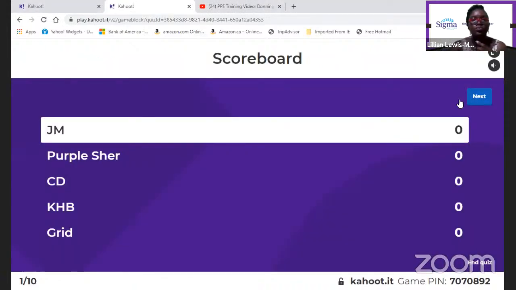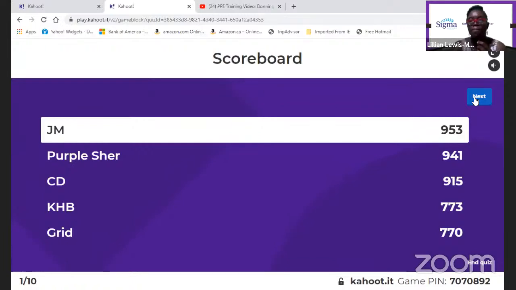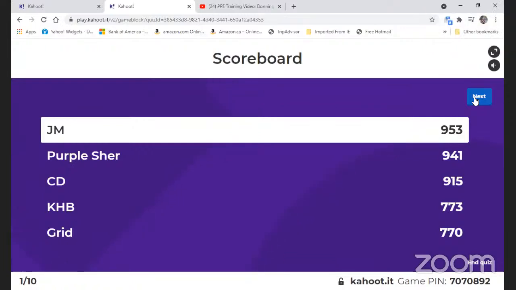Okay, question number 2. You see JM is leading with 953 points. How are the answers in the chat? There's 1 false from Andrea Watson, and there's 1, 2, 3, 4, 5 truths. 6. So that answer was right.